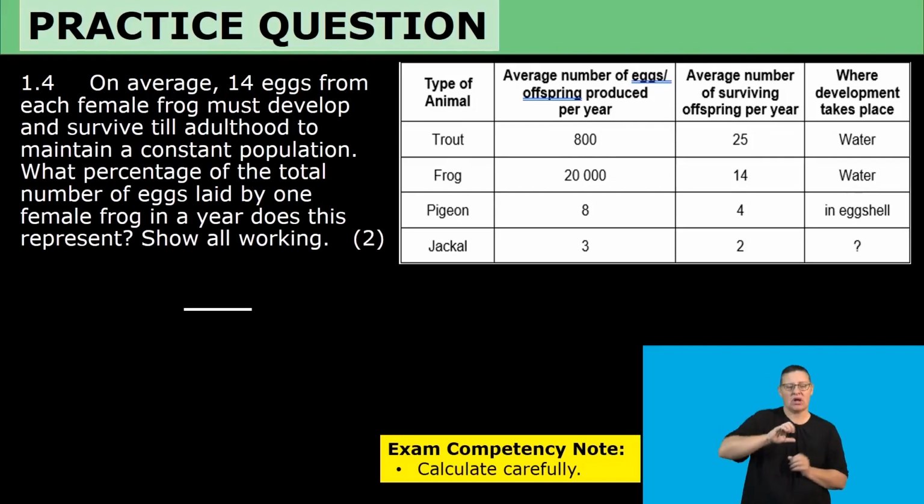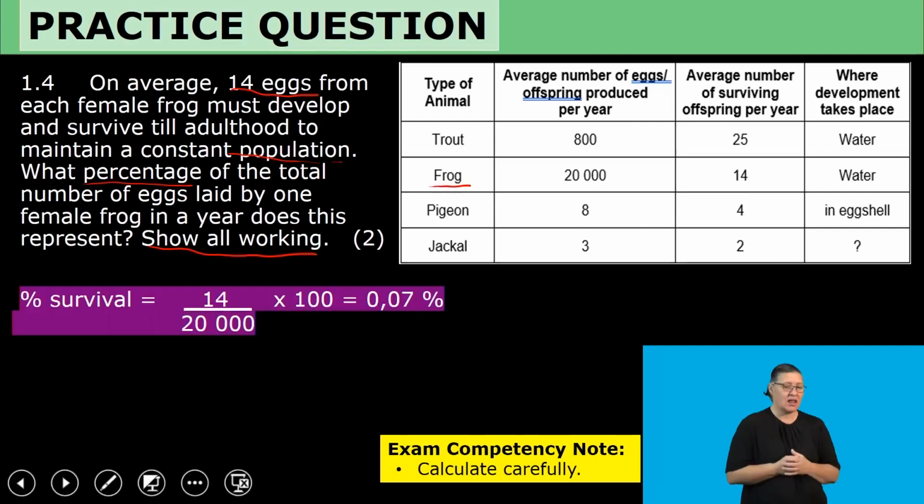1.4, on average, 14 eggs from each female frog must develop and survive till adulthood to maintain a constant population. Reproductive success. What percentage of the total number of eggs laid by one female frog in a year does this represent? Show all your workings. So your focus here, we are not talking about the other types of animals but frogs.